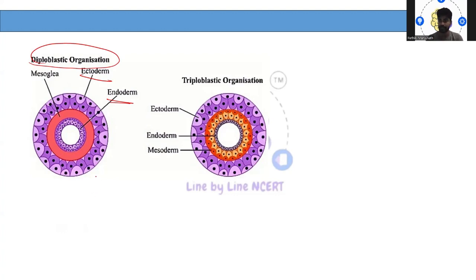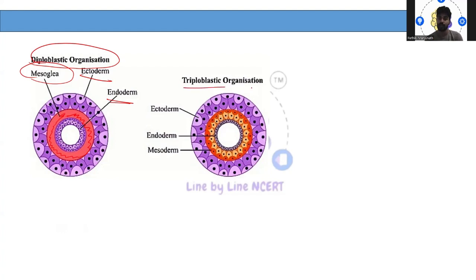Example, Coelenterates. What you will see is that in the middle of the ectoderm and endoderm there is an undifferentiated layer. Can you see the undifferentiated layer here? It is called mesoglea, which is present between the ectoderm and endoderm.